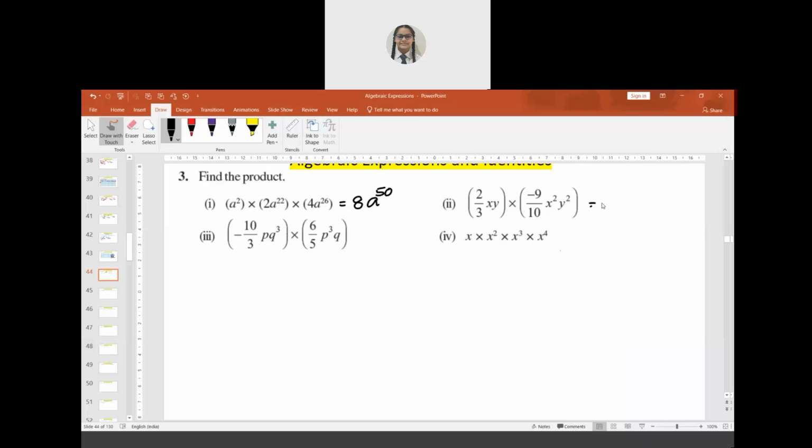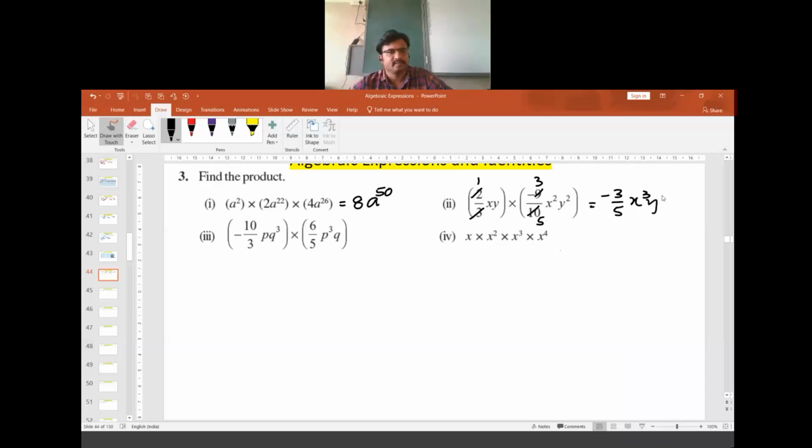For the second, it's a fraction, minus 3 by 5 x cube y cube. This can be simplified. We will be getting negative 3 by 5 x cube y cube.